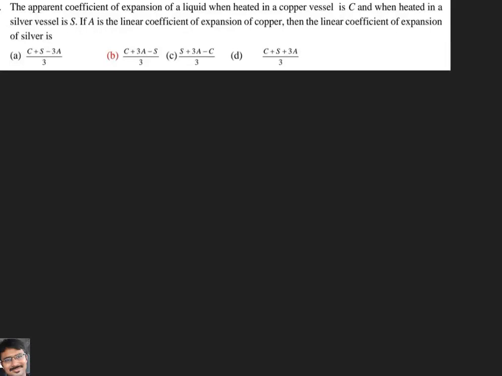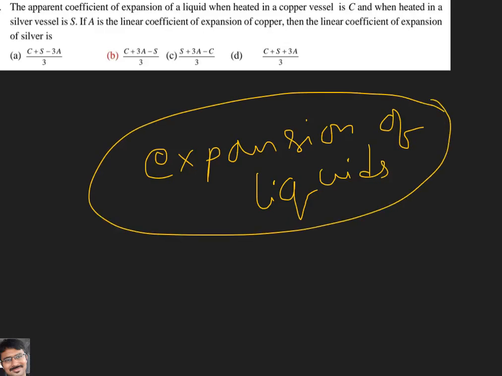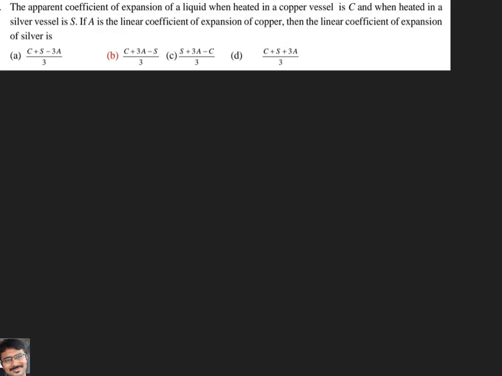Now I am going to discuss a topic on expansion of liquids. Expansion of liquids is related to what chapter? It is related to thermal properties of matter. Now we are going to discuss one sum related to these expansions of liquids.